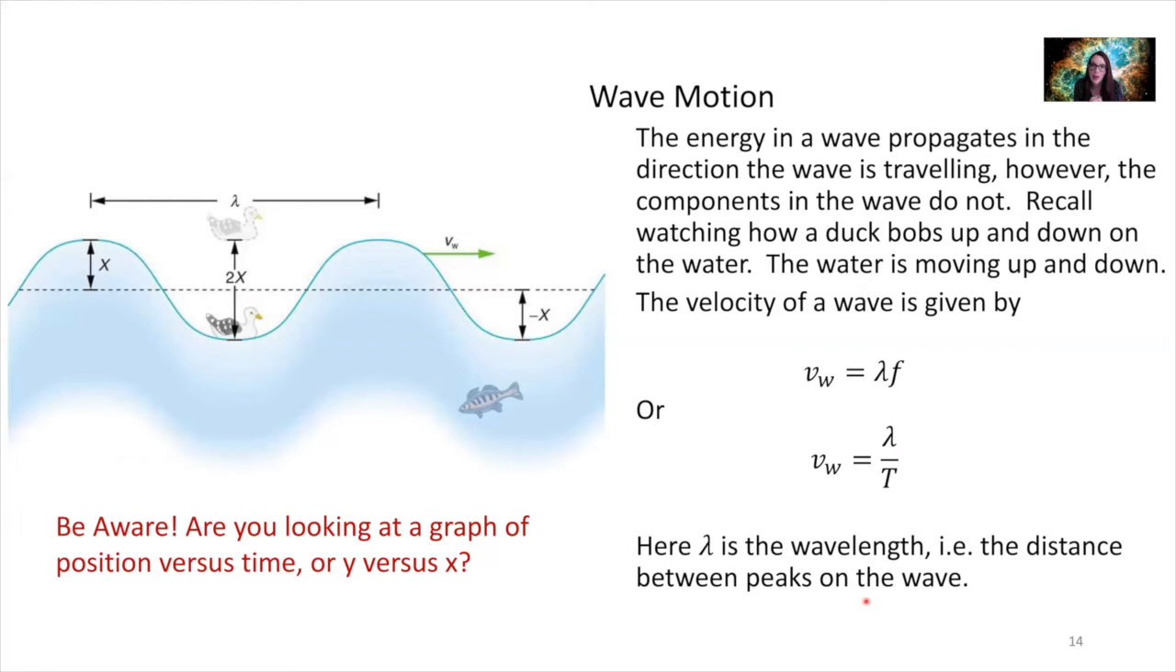So here in this picture, we're looking at a graph of the position of a wave where the vertical axis is displacement along the y-axis and the horizontal axis is displacement along the x-axis. In this case, we're looking at y versus x, okay? And in that case, the distance between consecutive peaks or troughs in our wave is what we call the wavelength.